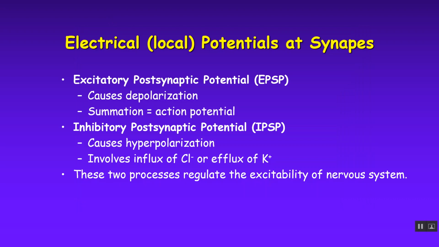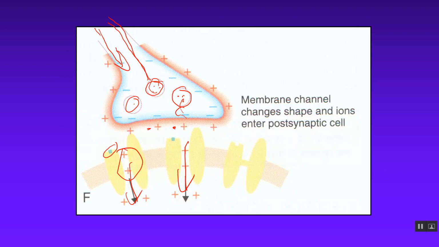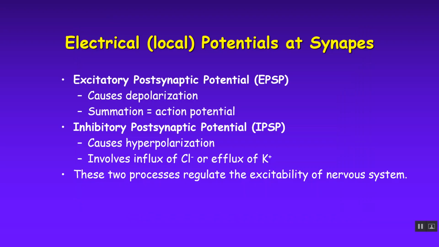So let's talk about electrical local potentials at synapses, which we've already mentioned multiple times. We can have excitatory postsynaptic potentials. This one's an excitatory postsynaptic potential because it actually caused depolarization. Positive charges came in because it bound to a ligand-gated sodium channel in this case. So that's an excitatory postsynaptic potential that causes depolarization that may lead to an action potential with summation. We get to that threshold, minus 55 millivolts.